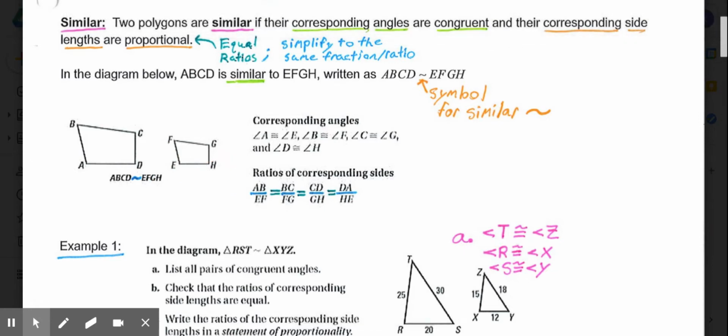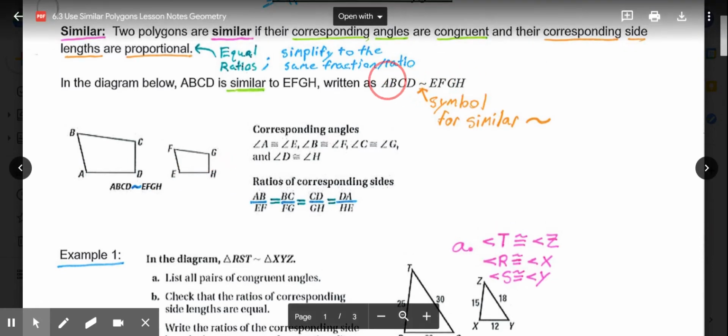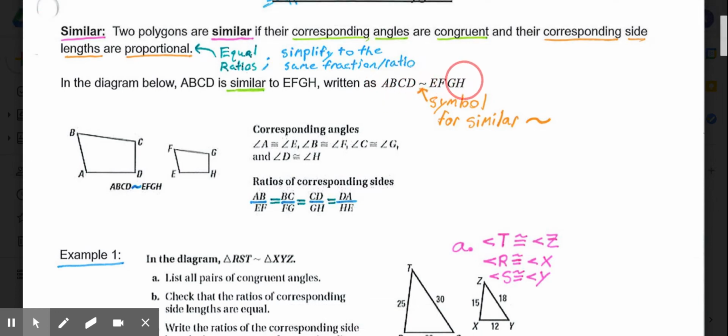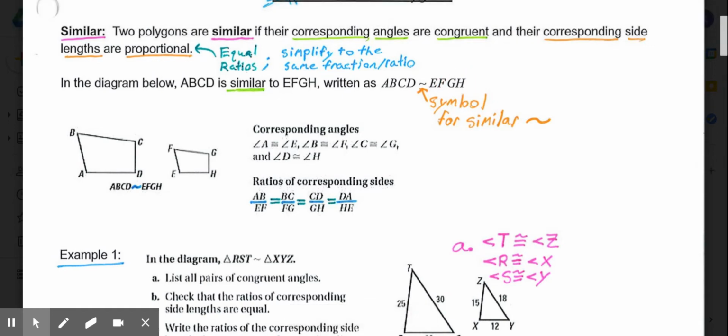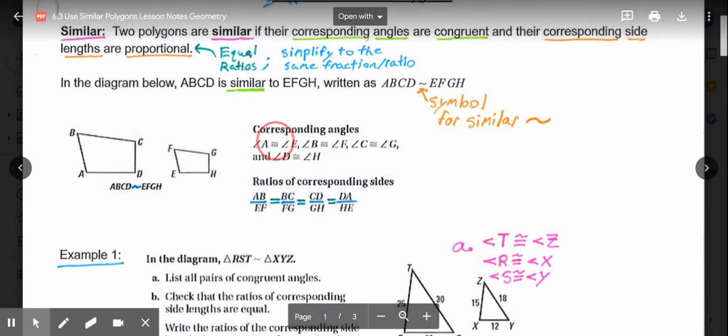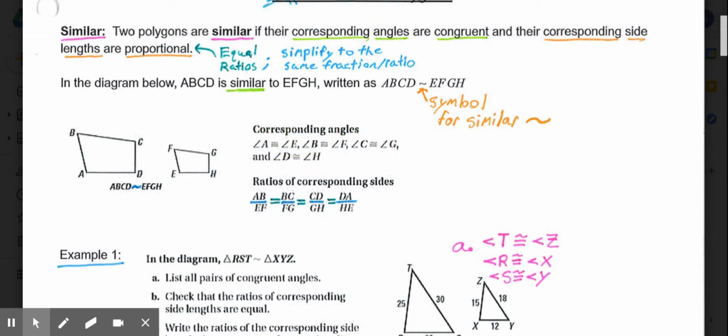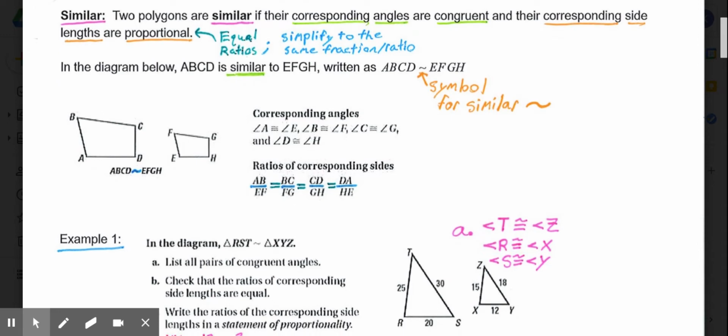The other way you can identify correspondence is the way that we write it in the similarity statement. If A is the first letter on this shape, it corresponds with the first letter on this one, which is E. B here corresponds with F, C corresponds with G, and D corresponds with H. So now, that takes care of the congruence part. Those all need to be congruent for corresponding angles. The ratios of corresponding sides all have to be proportional or equal.